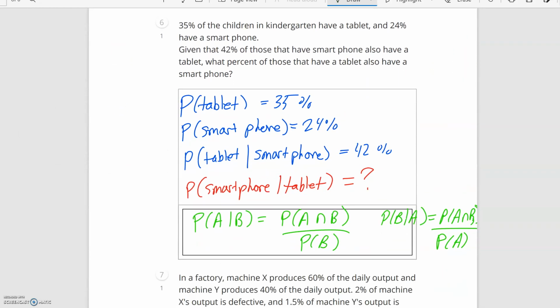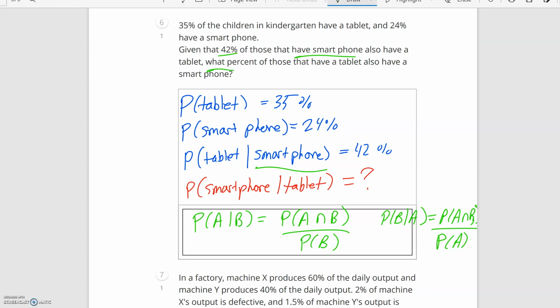So let's move on to question 6. So this one's a little tricky. So I just quickly wrote down what was known. So the probability of having a tablet for these kids is 35%. Probability of smartphone is 24%. Then what does the 42% mean? Well, they say given that 42% of those that have a smartphone, there's our condition right there, have a tablet. So the probability of getting a tablet given a smartphone is 42%.